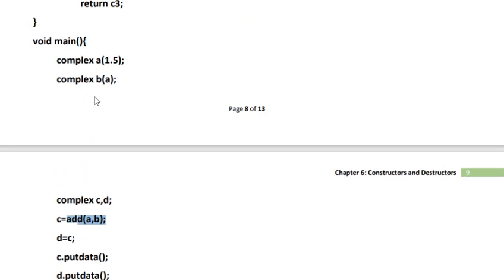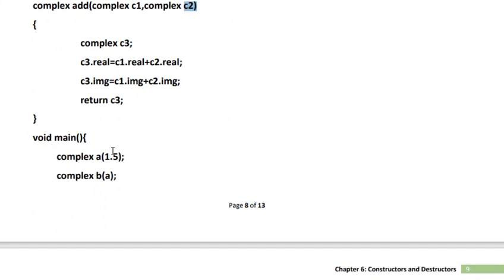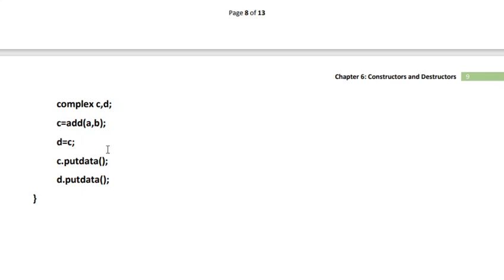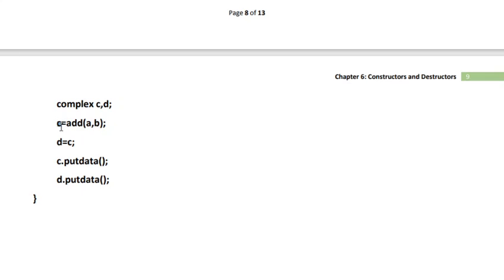So add is a friend function here. To add, I'm passing a and b. So a will get copied to c1, b will get copied to c2. I'm adding the real and imaginary part of a and b and initializing it in c3. So I'm returning c3. Now c3 is being received by c here. Okay, now that c is getting copied to d. So I'm printing the value of c as well as the value of d. So it will give me the same result.